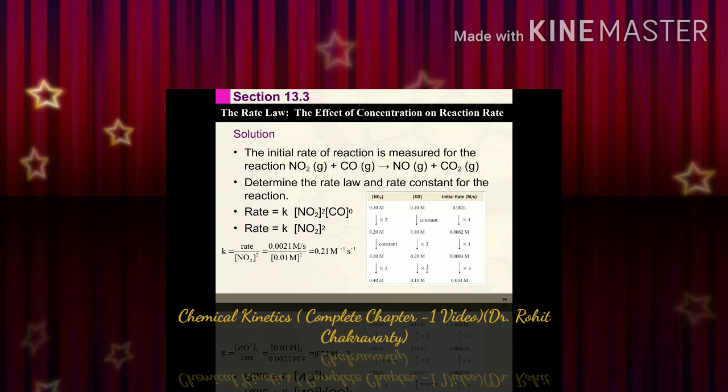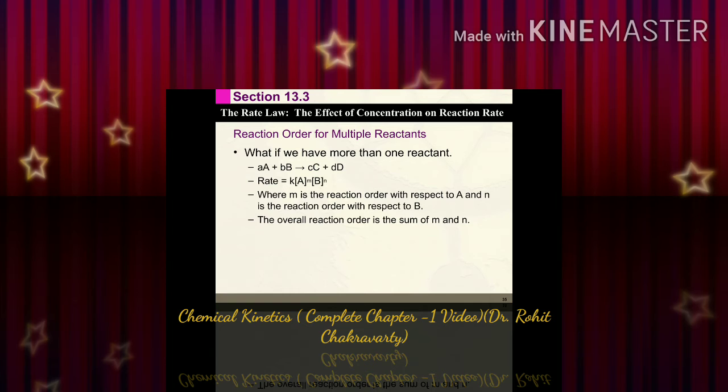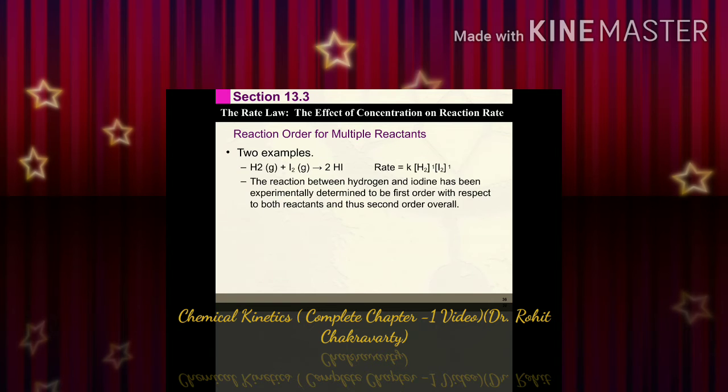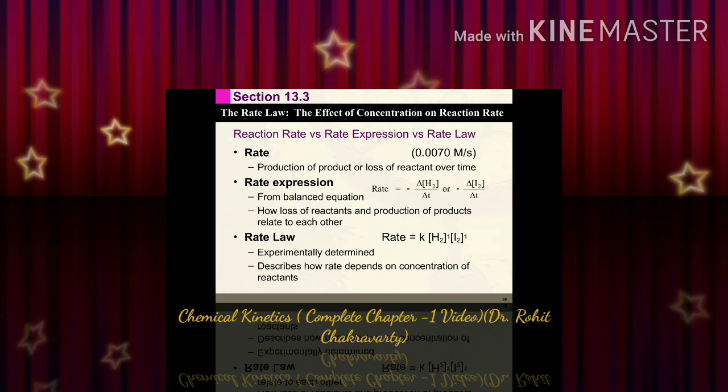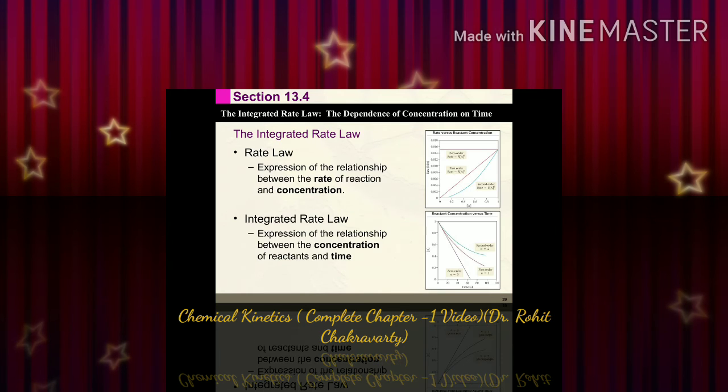Here I have given an example where nitrogen dioxide reacts with carbon monoxide. Reaction order for multiple reactants: here I have given two examples, hydrogen gas reacting with iodine to give hydrogen iodide, and the second one, hydrogen gas reacting with nitrogen oxide. Then the rate expression and the rate law, the integrated rate law.